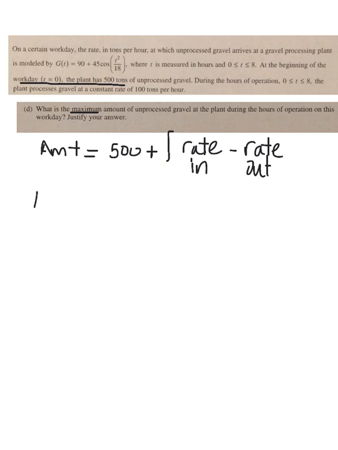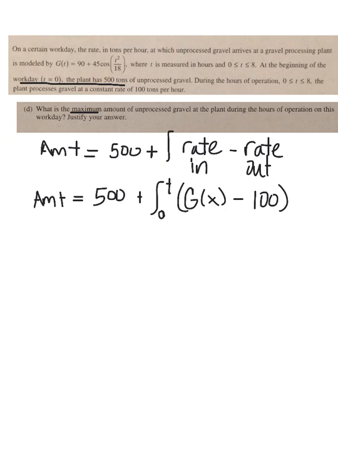Okay, so the amount: remember we're starting with 500 tons of unprocessed gravel plus, and then we are going to integrate from 0 to t. The rate in is g of x, minus the rate coming out, which is 100. We put that in parentheses and then write dx.